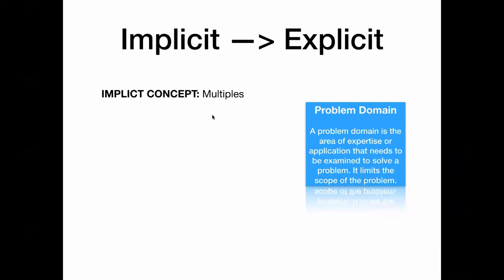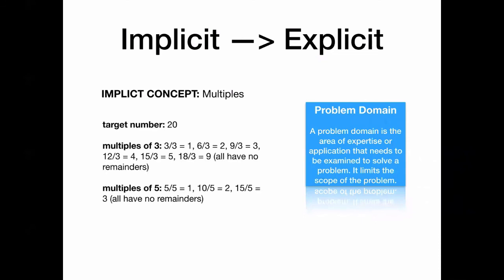So multiples here, what does that mean? If we do some research and look at the math, it's actually any number that when you divide it by that number has no remainder. So if you move from 1 to 20 and then divide it all by the first number, 3, any number that does not have a remainder when you divide it is a multiple.